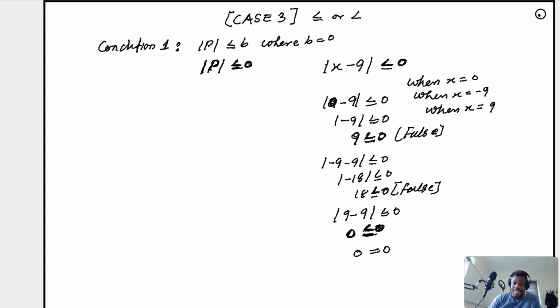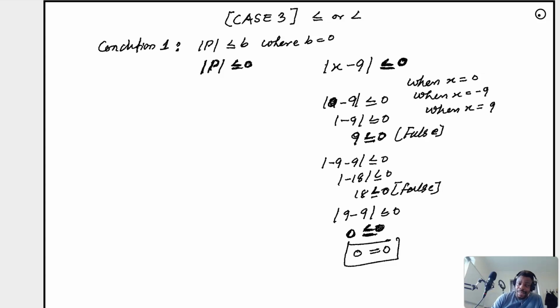So in that case, when you are given a question that has less or equals to, there will be a solution for the equality part of that modulus, but there will be no solution for the less than 0 part of it. So it is a tricky case or condition.